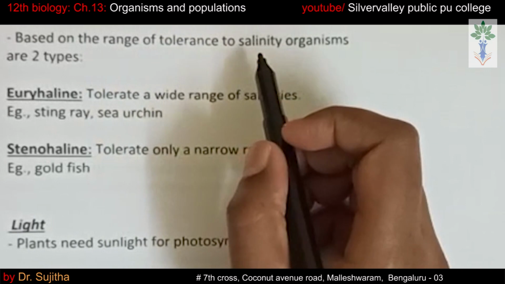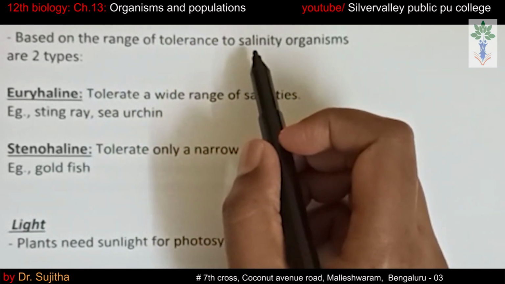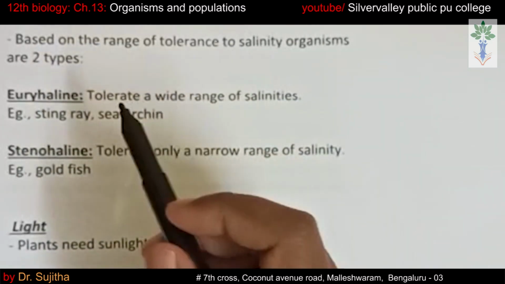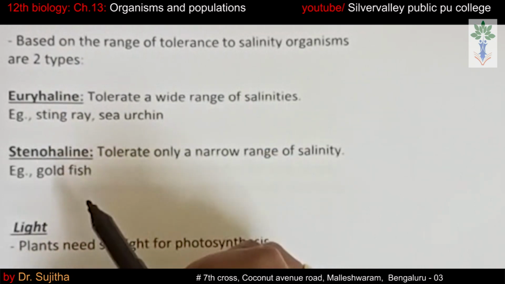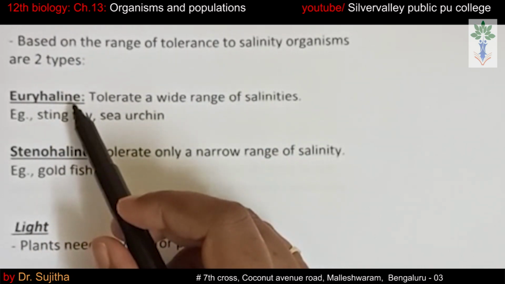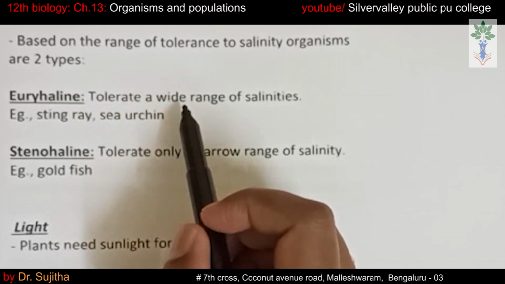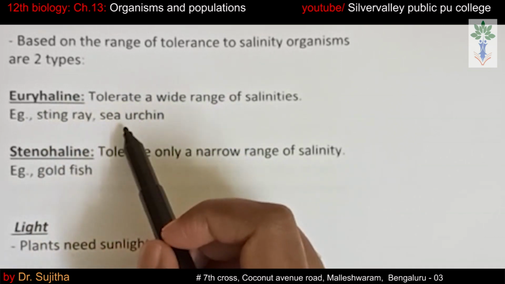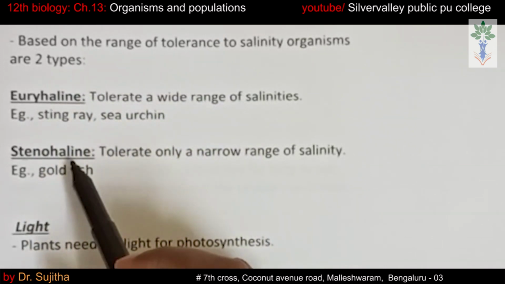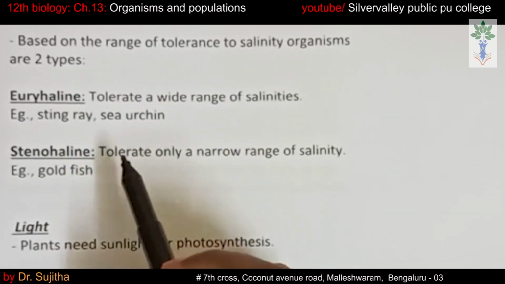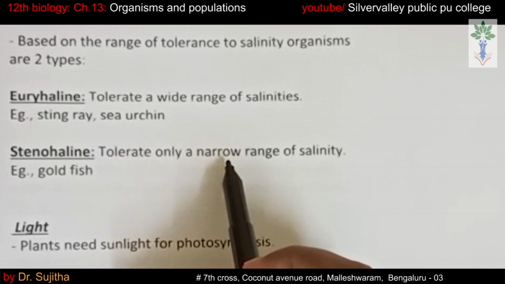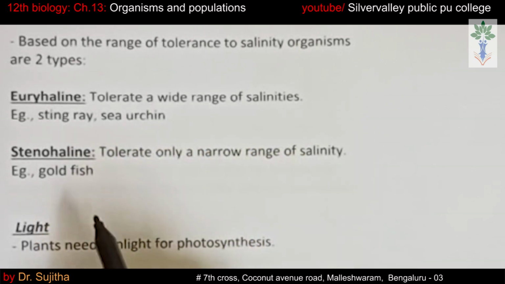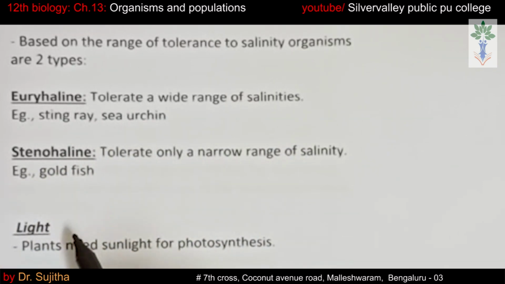Based on the range of tolerance towards the salinity, organisms are of two types, euryhaline and stenohaline. Euryhaline are those organisms which can tolerate a wide range of salinity. Example, stingray and sea urchin. Stenohaline are those living organisms which can tolerate only a narrow range of salinity. Example, goldfish. The third abiotic factor which we are going to study is the light.